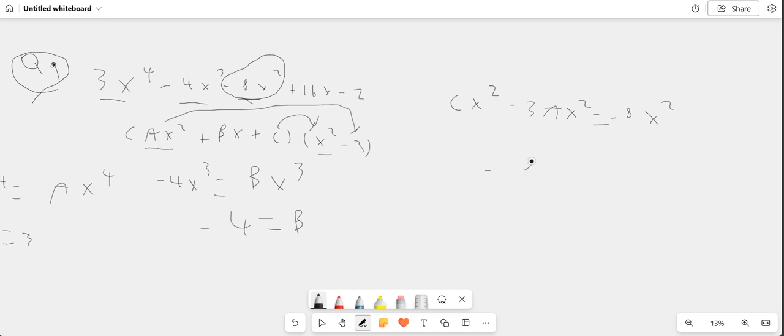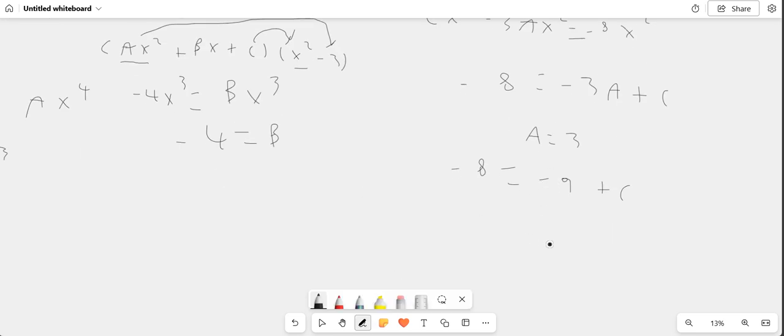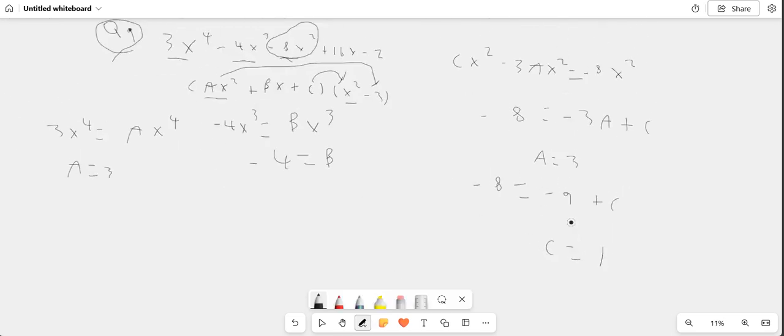So I can simplify this to just minus 8 is equal to c minus 3a plus c, or c minus 3a, same thing. And I know that a is equal to 3 from what we found earlier, so therefore I can just say minus 8 is equal to minus 3 times 3, which is minus 9, plus c. So add 9 onto the other side, and therefore c is equal to 1, yeah? Alright, calm.